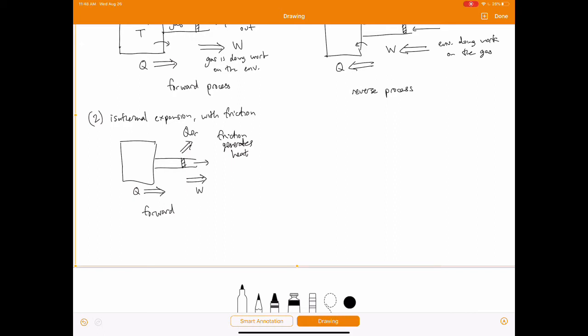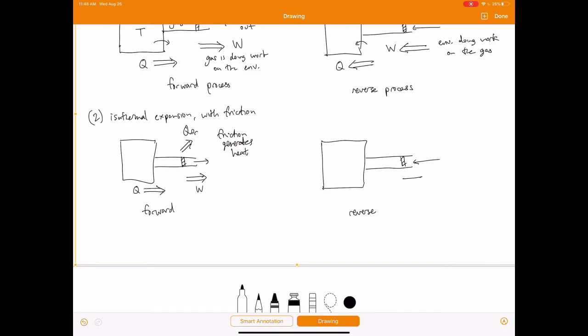Now, if we reverse that, so the gas has expanded, now the piston is being pushed back in. So we know the work is being done on the gas. So we show the arrow for W going towards the gas, and the arrow for Q is going the other way towards the heat bath.